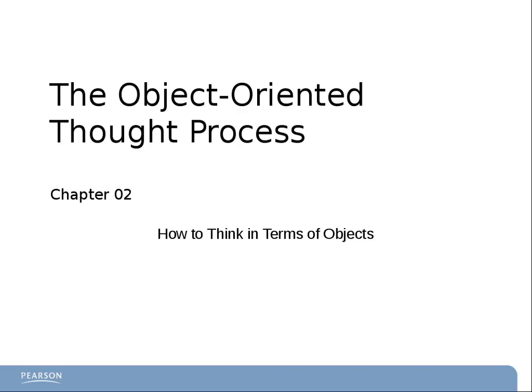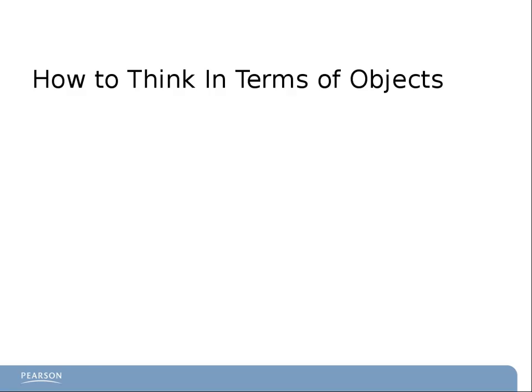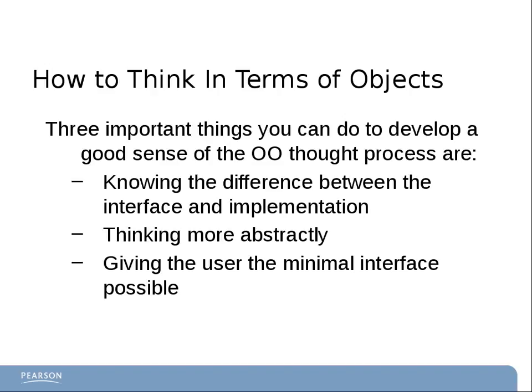Clarify a lot of how to work with object-oriented programming in general. I'm going to go through their slides real fast just to make sure it's clear what's going on and probably give you a couple more examples. All right, how to think in terms of objects. You need to know the difference between the interface and implementation, thinking abstractly and giving the user a minimal interface.